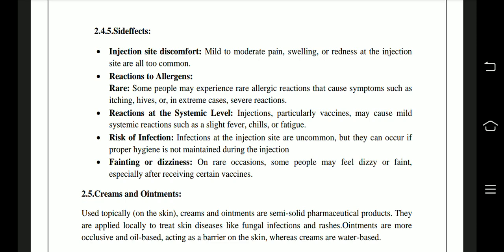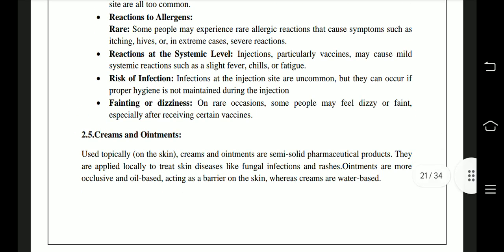Reaction at the systemic level: injections, particularly vaccines, may cause mild systemic reactions such as slight fever, chills, or fatigue. Fainting or dizziness: on rare occasions, some people may feel dizzy or faint, especially after receiving certain vaccines.